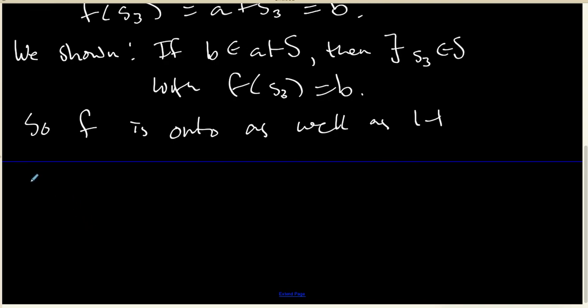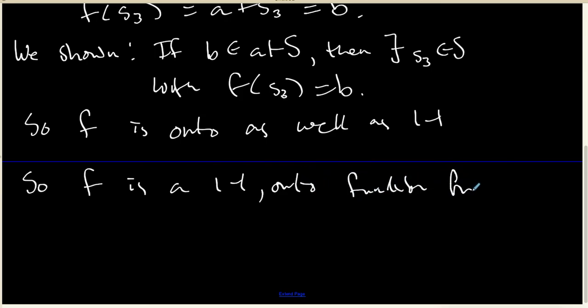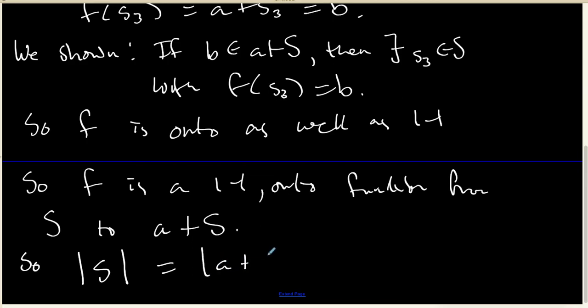And what does that mean? That says f is a one-to-one onto function from the subring S to the left coset a plus S. And in set theory language, what that means is we can say that the cardinality of S and the cardinality of a plus S is exactly the same thing.